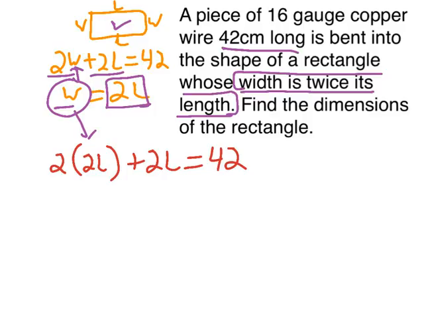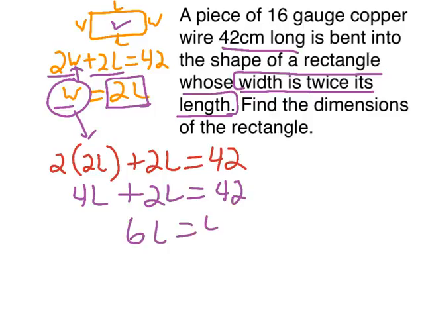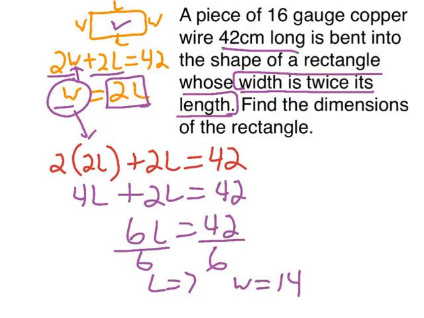So let's go ahead and solve it. This is 2 times 2 makes 4l plus 2l equals 42. 4l plus 2l makes 6l equals 42. If I divide both sides by 6, I get l equals 7. And I know that the width is 2 times the length, and so that means that the width has to be 14.